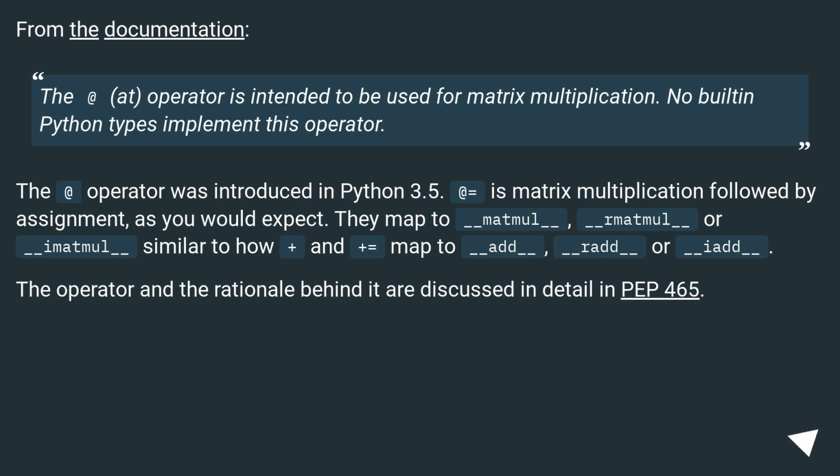From the documentation: The @ operator is intended to be used for matrix multiplication. No built-in Python types implement this operator. The @ operator was introduced in Python 3.5. @= is matrix multiplication followed by assignment, as you would expect. They map to __matmul__, __rmatmul__ or __imatmul__, similar to how + and += map to __add__, __radd__ or __iadd__. The @ operator and the rationale behind it are discussed in detail in PEP 465.